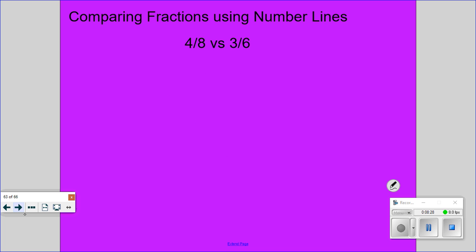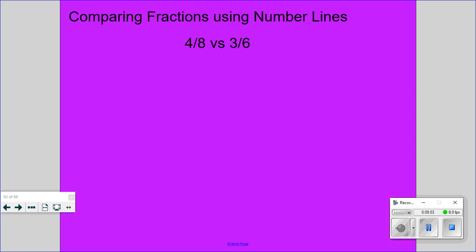You can draw a line underneath that, or if you need to, turn the page. Our new subtitle is Comparing Fractions Using a Number Line. We're going to practice that number line strategy. The fractions we're going to compare are 4/8 versus 3/6. I'll give you some seconds to get that written down.